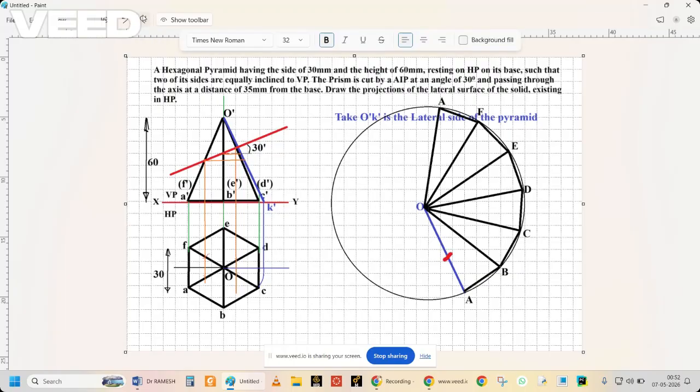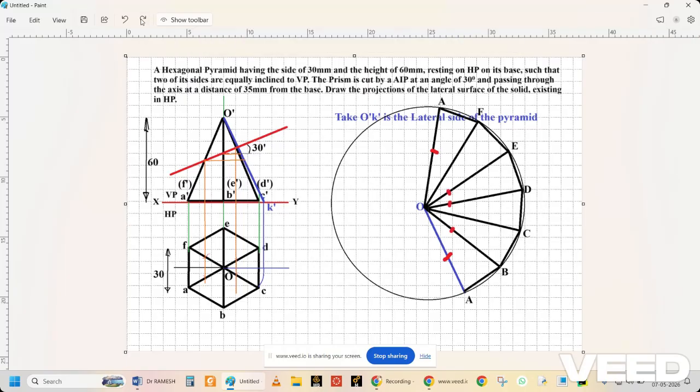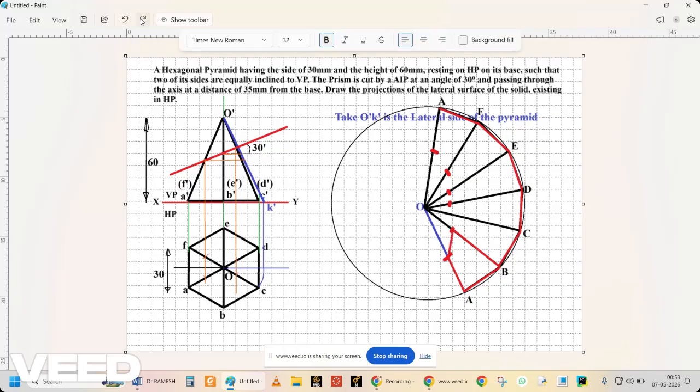I projected it and I marked it. Now, wherever it cuts here in O dash to A dash, that point I have projected to O dash K dash, measured that value from K dash and marked it here from A. Similarly, all the values should be measured from K dash, the distance in the blue line, and that should be marked here. So I marked all the points. Then I am connecting the bases. Now connecting all the cutting edges.